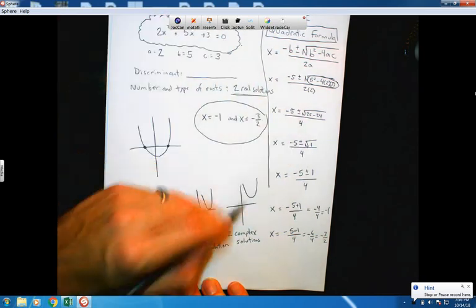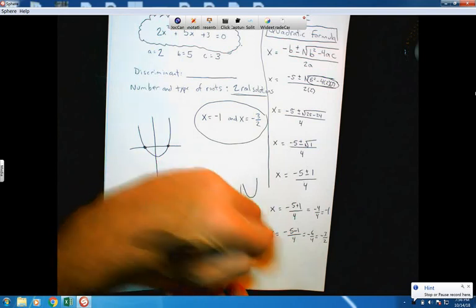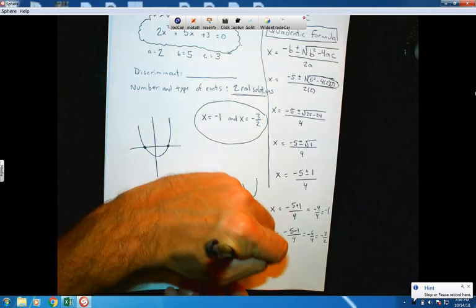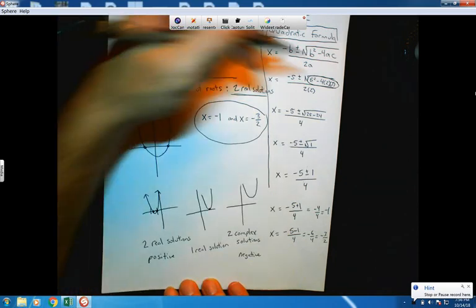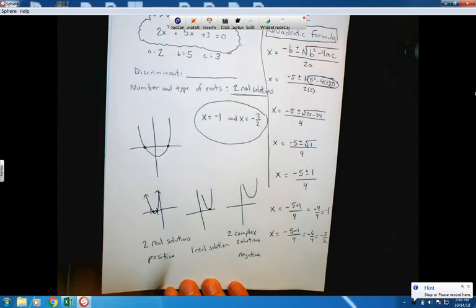If this number right here turned out to be a negative number, like let's say that number was -4 or something like that, that's when you would have had 2 complex solutions. So if the discriminant is negative.